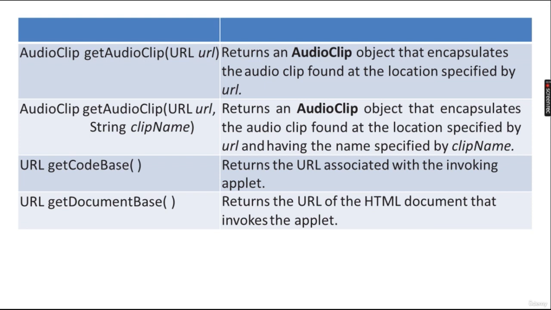AudioClip getAudioClip(URL) returns the AudioClip object that encapsulates the audio clip found at the location specified by URL. AudioClip getAudioClip(URL, String clipName) returns an AudioClip object that encapsulates the audio clip found at the location specified by URL and having the name specified by clipName. URL getCodeBase returns the URL associated with the invoking applet. Then URL getDocumentBase returns the URL of the HTML document that invokes the applet.